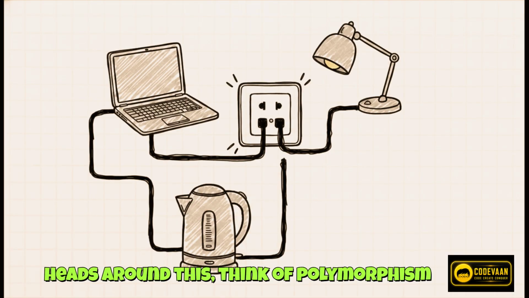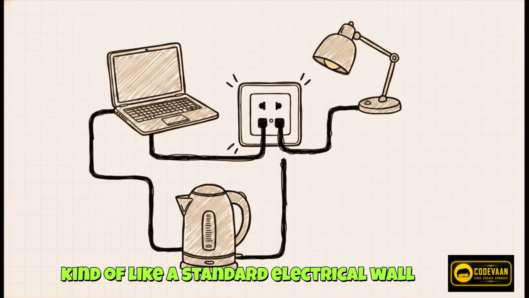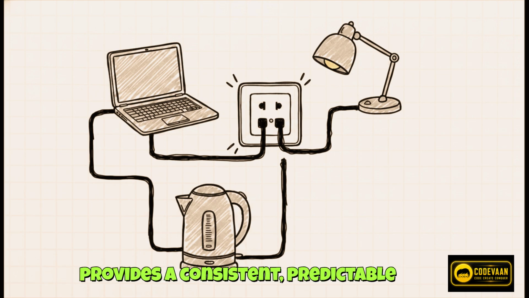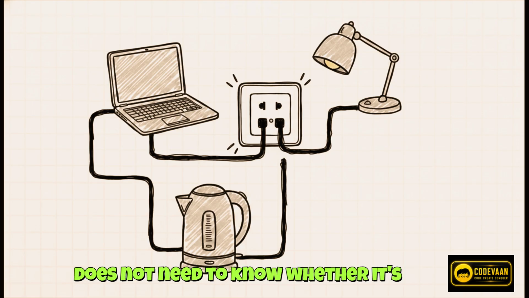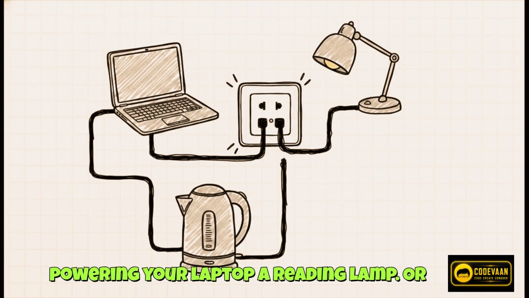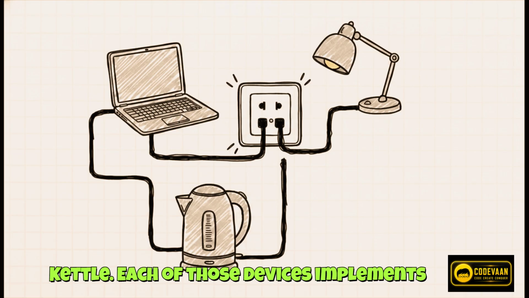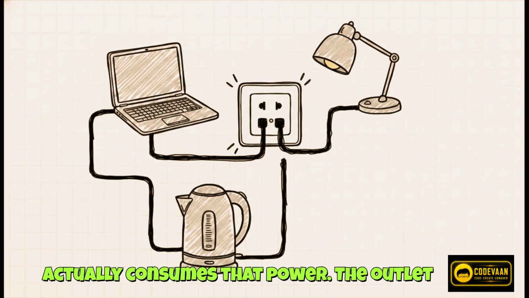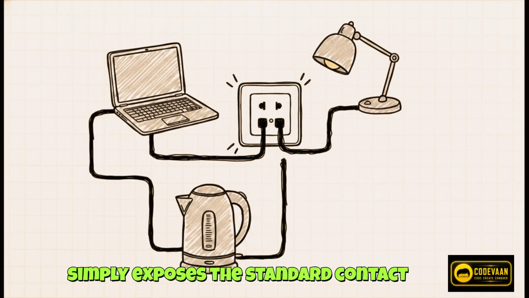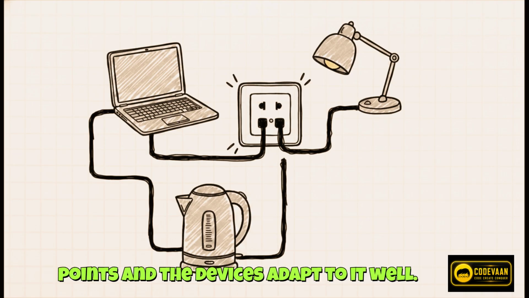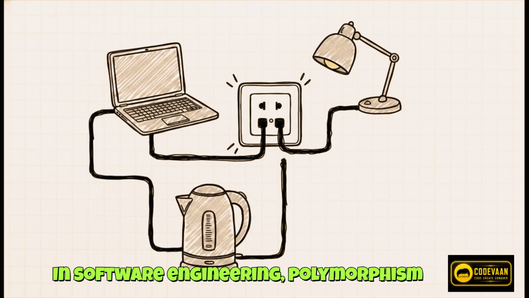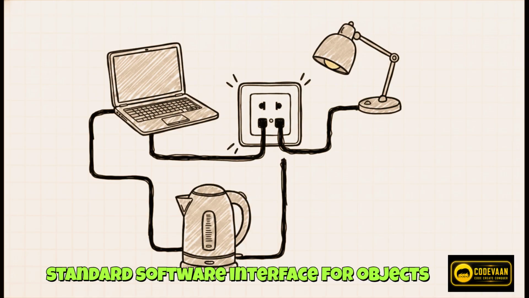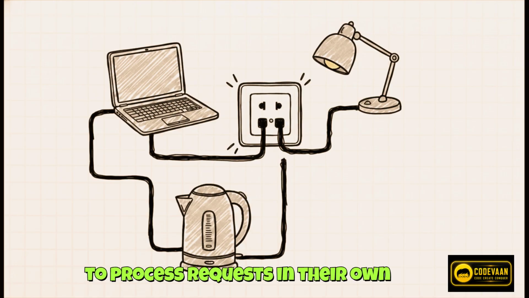To really wrap our heads around this, think of polymorphism kind of like a standard electrical wall outlet in your house. That wall socket provides a consistent, predictable physical interface, right? It absolutely does not need to know whether it's powering your laptop, a reading lamp, or a kettle. Each of those devices implements its own internal logic for how it actually consumes that power. The outlet simply exposes the standard contact points, and the devices adapt to it. Well, in software engineering, polymorphism works exactly the same way. It provides a standard software interface for objects to process requests in their own specialized ways.